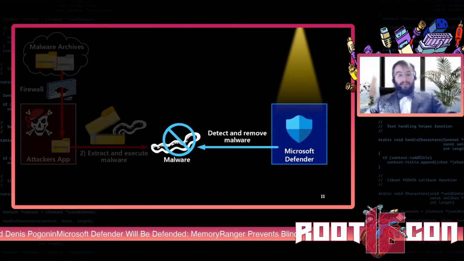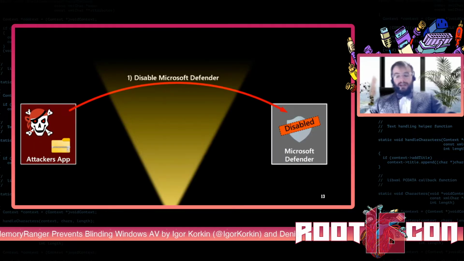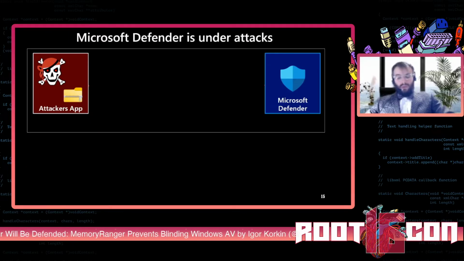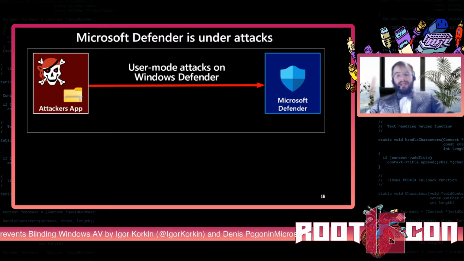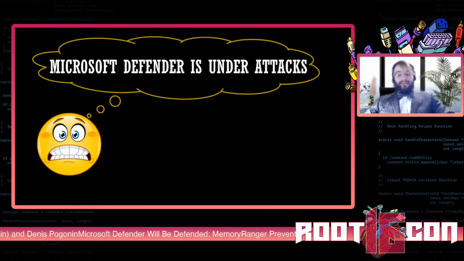Attackers are always up to disable or blind security solutions. Such attacks result in disabling security solutions, and after that, the malware can be installed without triggering any security reaction because the security solutions are disabled. Criminals are always looking for the ways to attack antiviruses using both user mode techniques and kernel mode techniques. This is a serious problem for security solutions and even for Microsoft Defender.